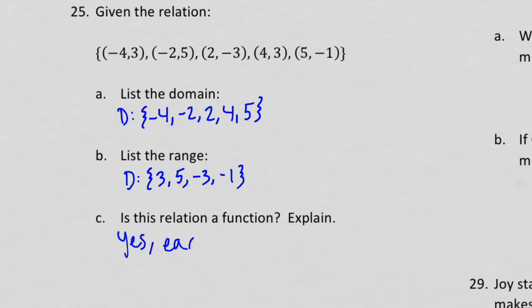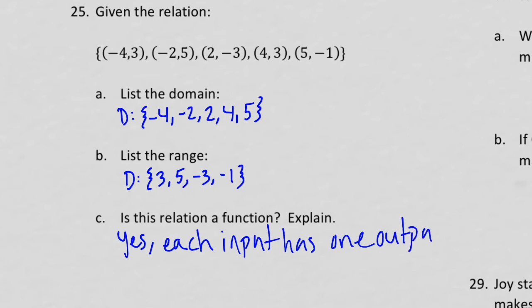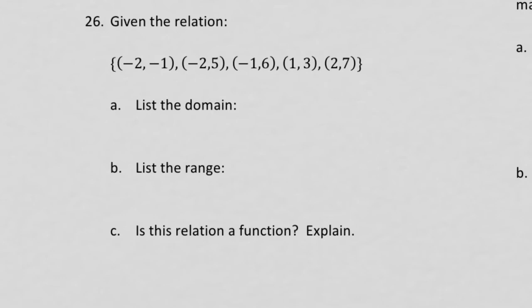Each input, it says explain. So each input has one output. Right? The -4 only gives you 3. The -2 gives you 5. The 2 gives you -3, and so on. The 4 gives you 3. The 5, -1. Yes, there is an output that repeats, but that doesn't matter in terms of whether it is a function or not. 26, same thing.